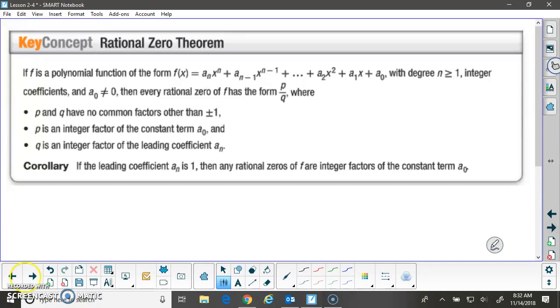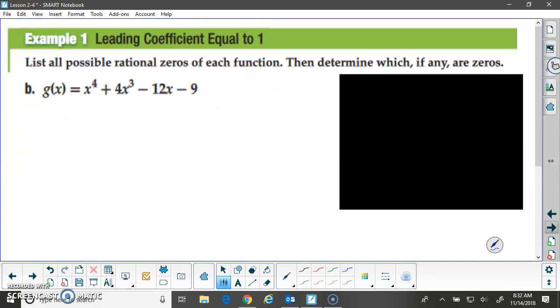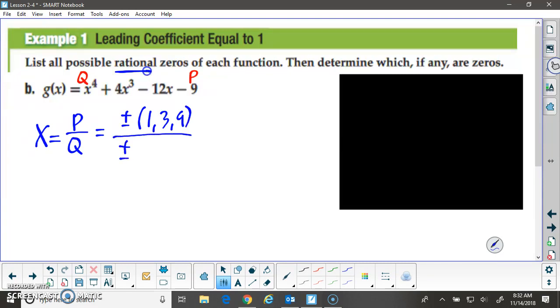So example 1 gives us a fourth degree polynomial, and it says list all possible rational zeros of each function. To do that, we have to use the rational root theorem. So what I need to do is come up with factors of p, which in this case is the constant -9, and factors of q, your leading coefficient, which in this case is 1. So the rational root theorem is any possible rational roots is p over q. So numbers that go into 9 are 1, 3, and 9. And numbers that go into 1 are just plus or minus 1.